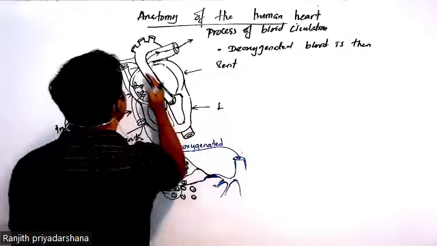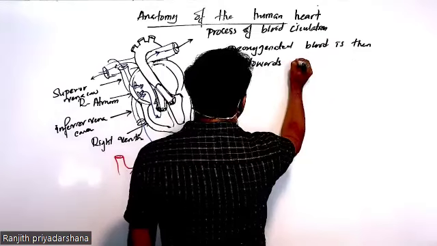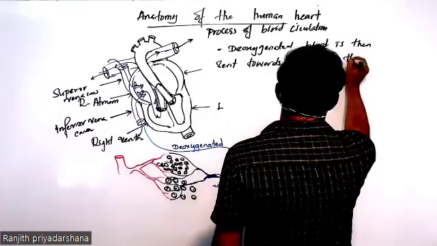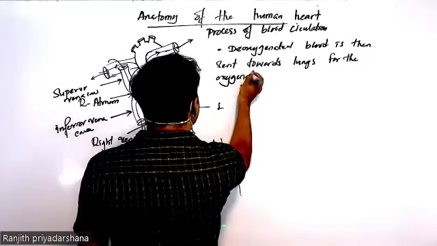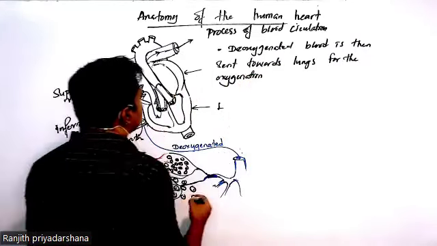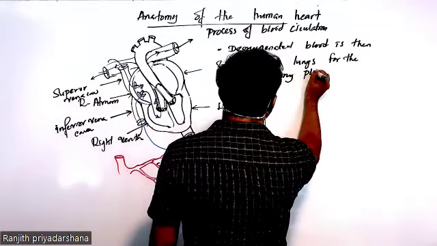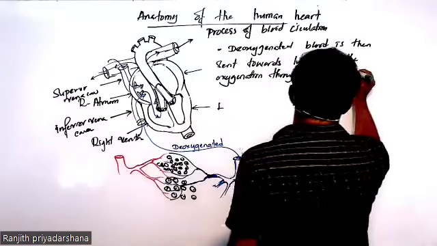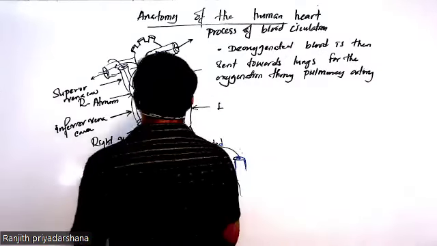Deoxygenated blood is then sent towards the lungs for the oxygenation through the pulmonary artery.